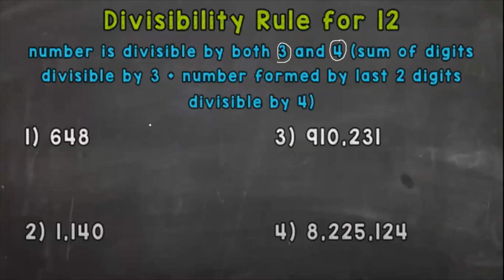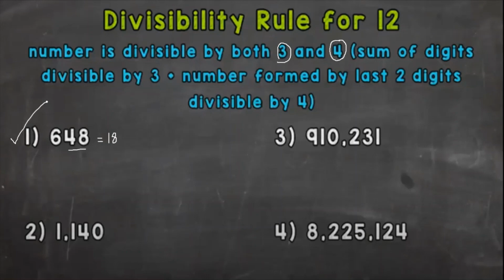So let's start with number 1. Now, we all know that to find out if a number is divisible by 3, we're going to add all its digits. So 6 plus 4, it's 10. 10 plus 8, this one is 18. And 18 is divisible by 3. So yes. How about for the 4? The rule for the 4 is the last two digits should be divisible by 4. The last two digits here are 48, and 48 is divisible by 4. So therefore, 648 is divisible by 12.